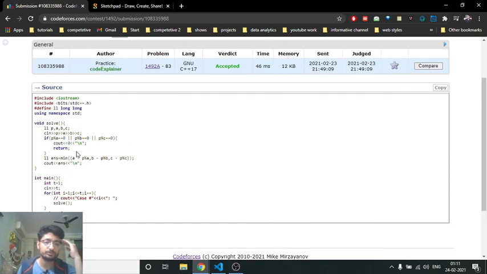I can show you the code part also. As you can see, if any of them turns out to be 0, then the answer is 0 only. Else the answer is the minimum of A minus P mod A, B minus P mod B, and C minus P mod C. I hope you understand the logic and the code for this problem.